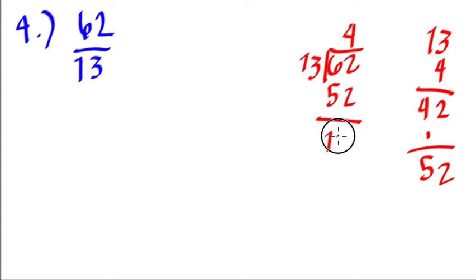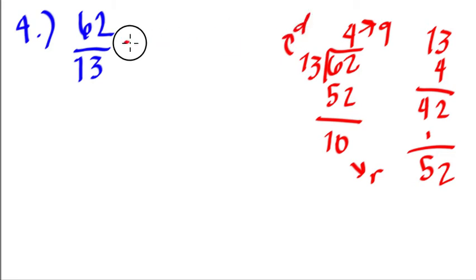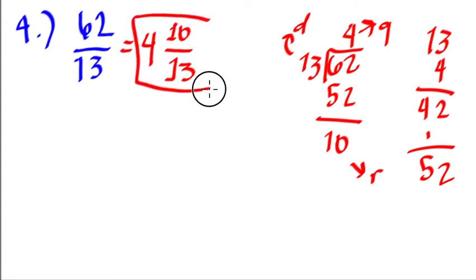We have a 10. Again, this is your quotient, this is your remainder, and this is your divisor. Put that in mixed number form, so we have 4 and 10 over 13. Simplify if we can, but here we cannot. So that's the answer for number 4. Let's try number 5, the last number for changing to mixed numbers.